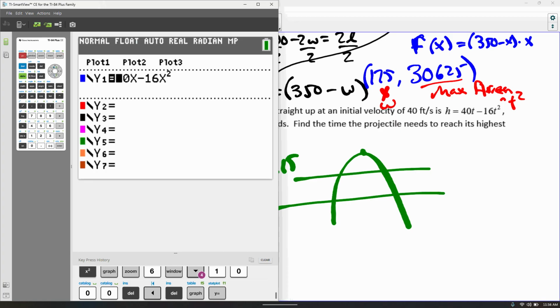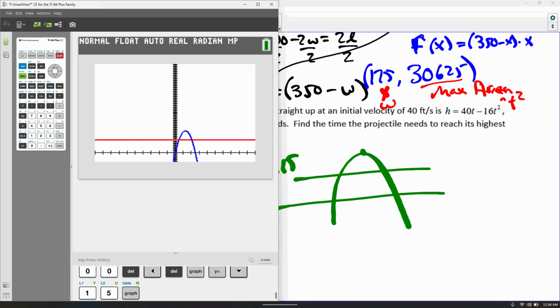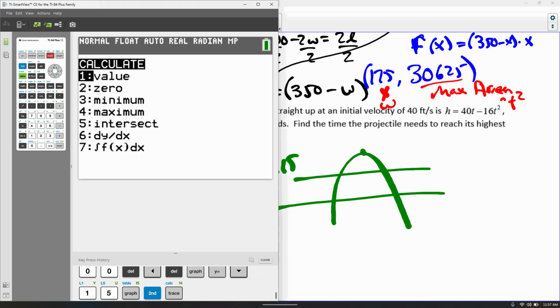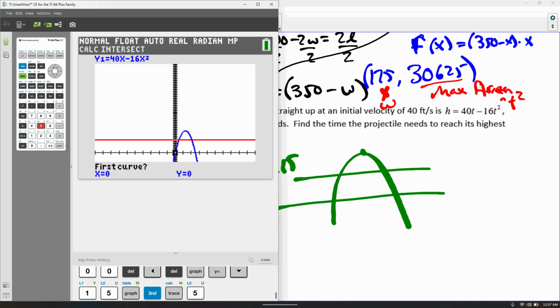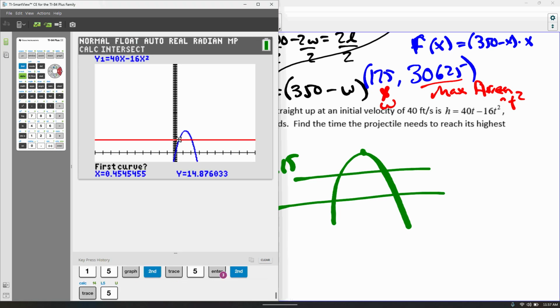Put y equals 15 right here. You see the 2 points of intersection is what you're doing. Second, calculate number 5. Hit enter, enter, enter. There's a 0.459. Second, calculate intersect. Just make sure you're on the other side near that other one. Enter, enter, enter. Missed it. 0.041.